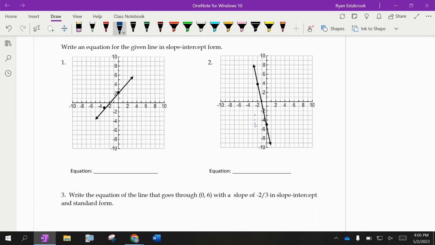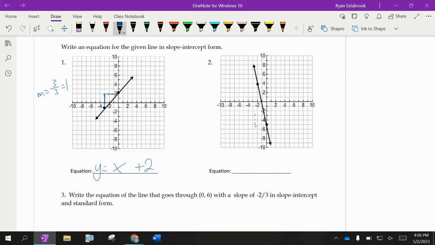Here is our graph given to us, and we're supposed to write the equation of the line. So I notice right away that there's a y-intercept at 2. So y equals plus 2 at the end. The slope is up 1, 2, 3 over 1, 2, 3. So the slope is rise over run. We can simplify that to 1. So y equals 1x plus 2.